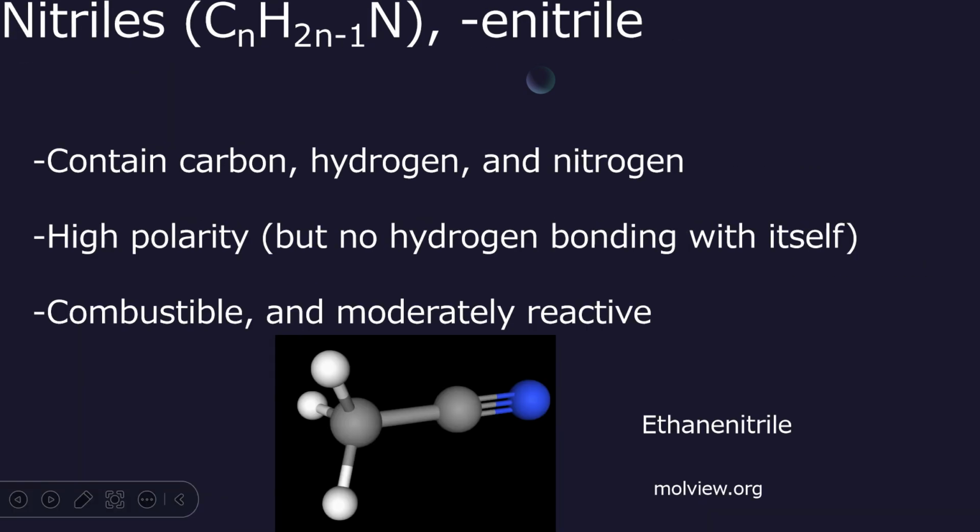All right, then the last one I have, this one's actually not usually in IB textbooks or in the subject guide, but it appears on exams so much that I feel like we should know it. It is the nitriles, CN, H2N minus 1, N, and the suffix is nitrile, like methane nitrile, ethane nitrile, propane nitrile, and so on.